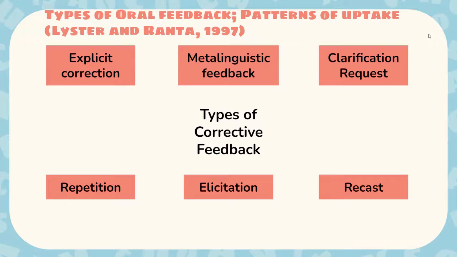And the next one is elicitation, where the teacher directly elicits the correction from the learner by using pauses. So such as the student says "a dog," and the teacher says "a dog..." So it would show that after "a dog," there needs to be a correction.